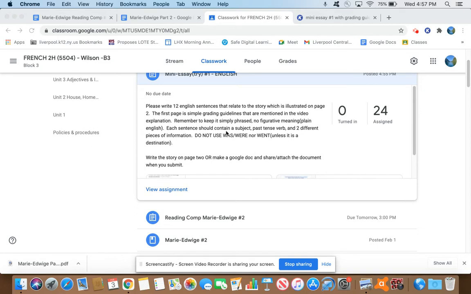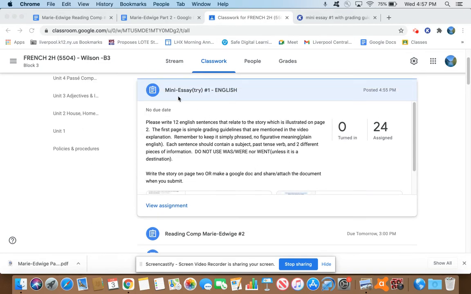And so the first one is to write an essay. You can see here mini essay. Essay means to try, so we're going to be trying to write this. And today is going to be in English, en anglais. Okay, so the instructions are here, not so much on the document. You're going to write 12 English sentences. This should accomplish some number in French that will equal 75 or higher, more than likely.